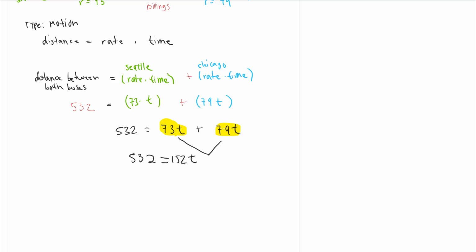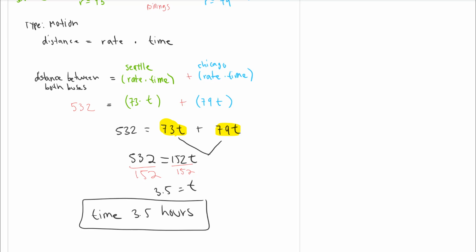152t. And divide out by the coefficient to get t by itself, then I would get 3.5 is equal to t. So the amount of time that they both drive would be 3.5 hours. And that would be my final answer.